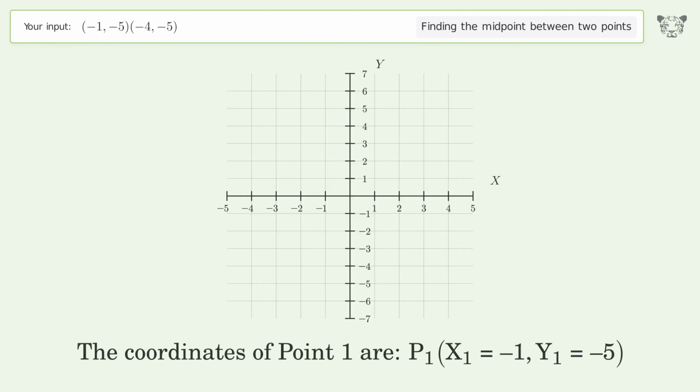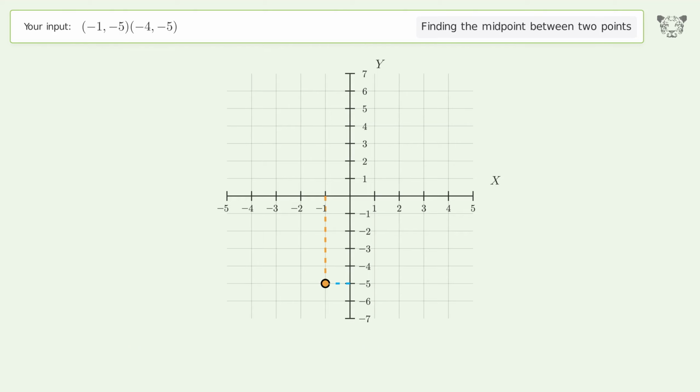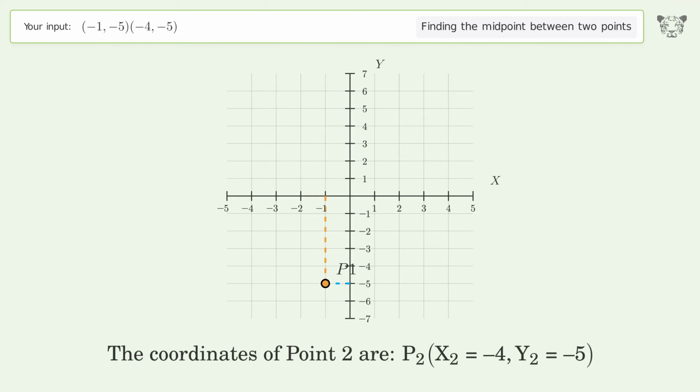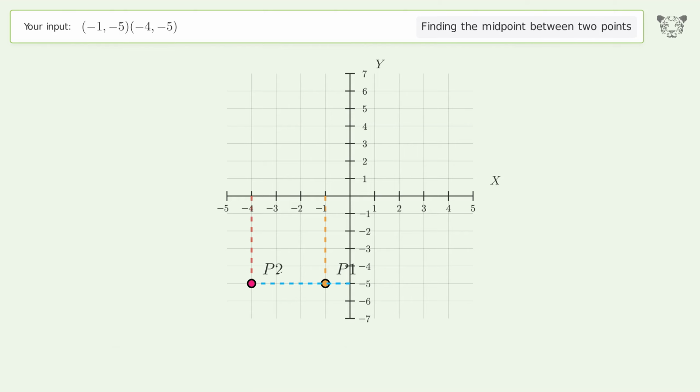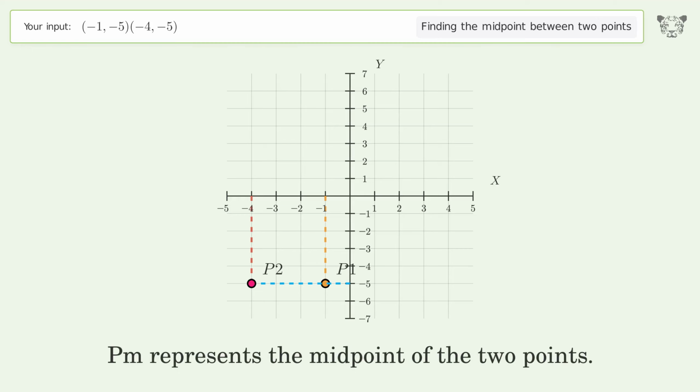The coordinates of point 1 are, x1 equals -1, y1 equals -5. The coordinates of point 2 are, x2 equals -4, y2 equals -5. PM represents the midpoint of the 2 points.